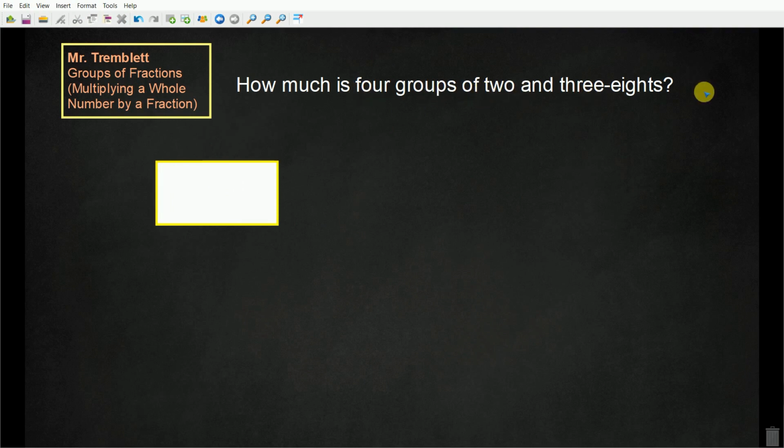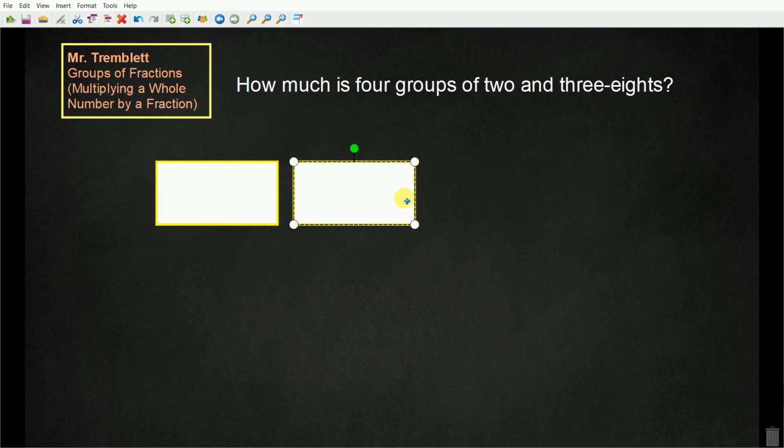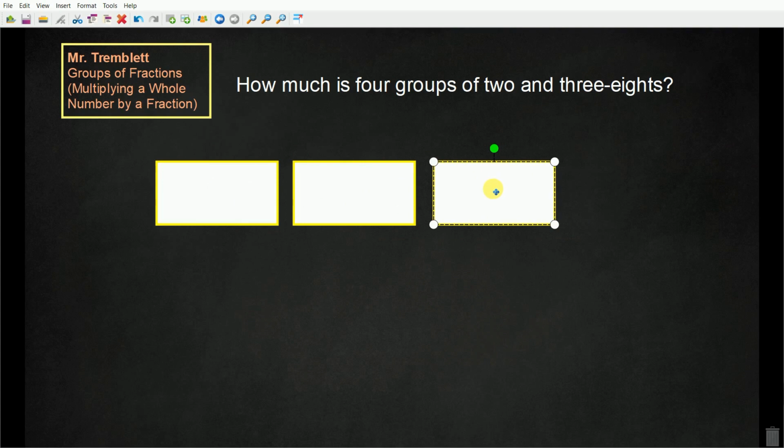Each group is 2 3/8 in it. So there's 1 rectangle, 2 rectangles, 2 full things, and I'm going to take this one and make it into 3/8. Before I do that, I'm just going to write out what my question would look like if we saw it somewhere else. So 4 groups of, which is multiplication, and we have 2 full things and 3/8 of another. So it's 4 times 2 3/8.